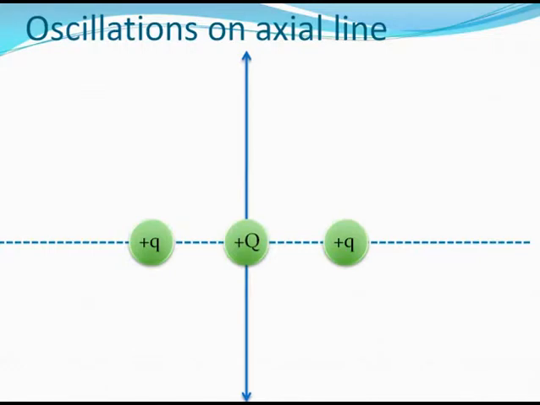For example, if you take this positive charge Q and stretch it a bit towards the right and then release it, it starts oscillating like this. As you can see, it oscillates along the axial line.